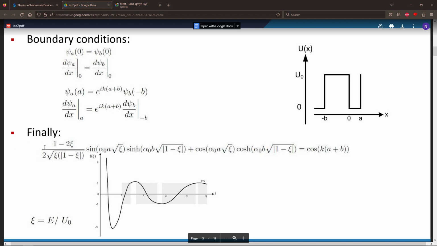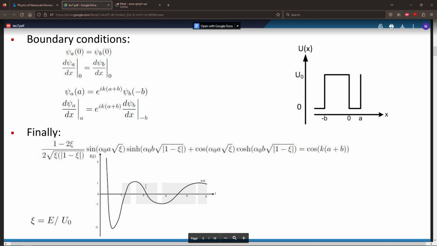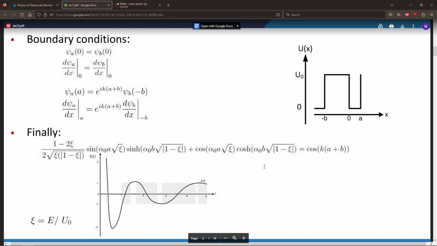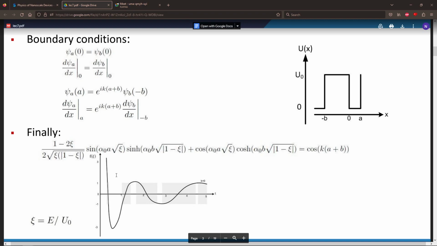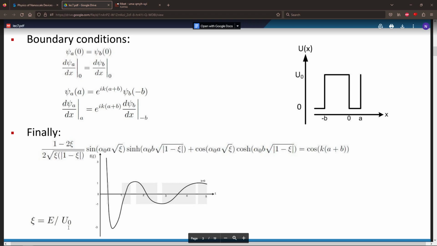Now, to solve this equation, as I said, this is a very complicated equation. So the approach that we shall be taking is a graphical solution. The curve that you are seeing here, the black line, is the left hand side function. It is a sine function times a sine hyperbolic function plus a cos function times a cos hyperbolic function. This is a function of the variable xi, which is in turn dependent on the energy value E.